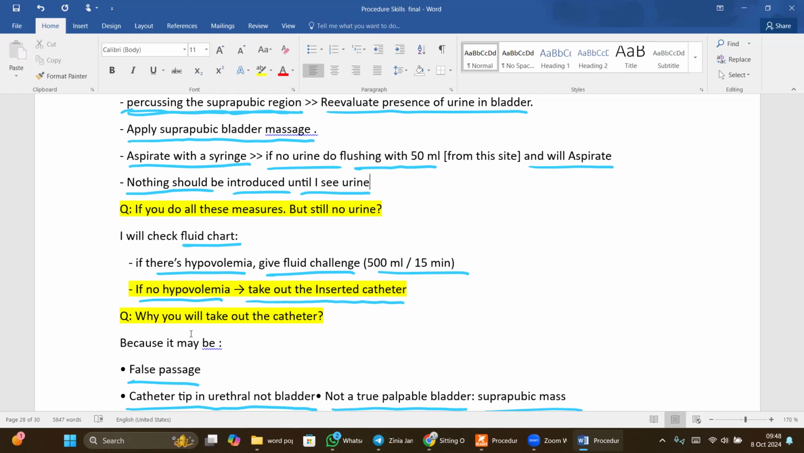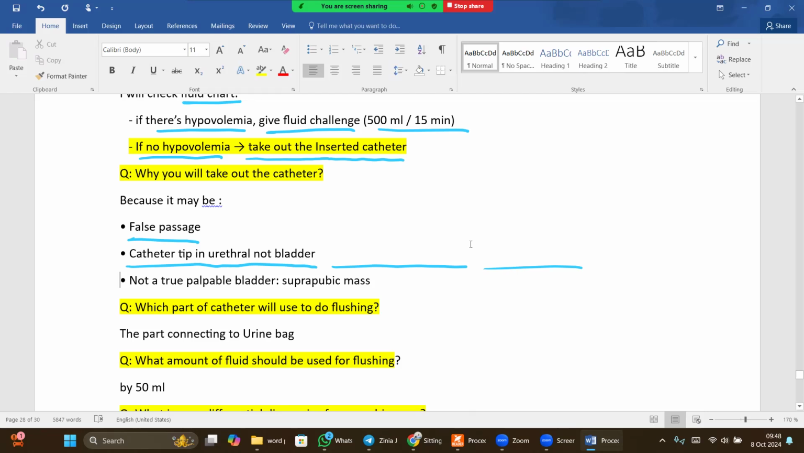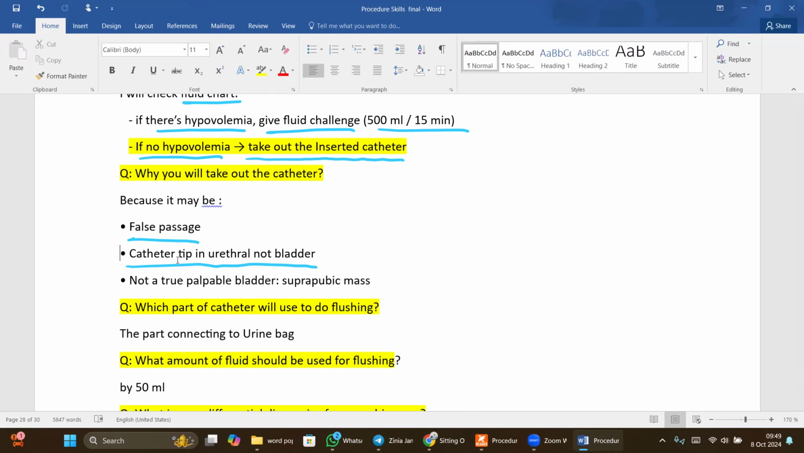the inserted catheter. Why will you take out the catheter? Because it may be in a false passage, with the catheter tip in the urethra, not in the bladder, and not a true palpable bladder. And if not a true palpable bladder, then we can give suprapubic massage.